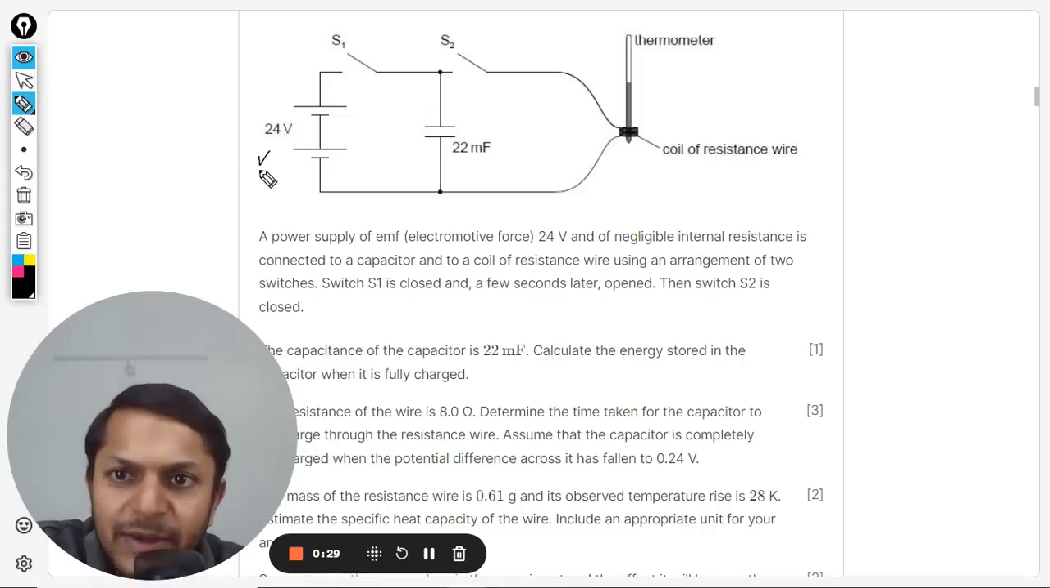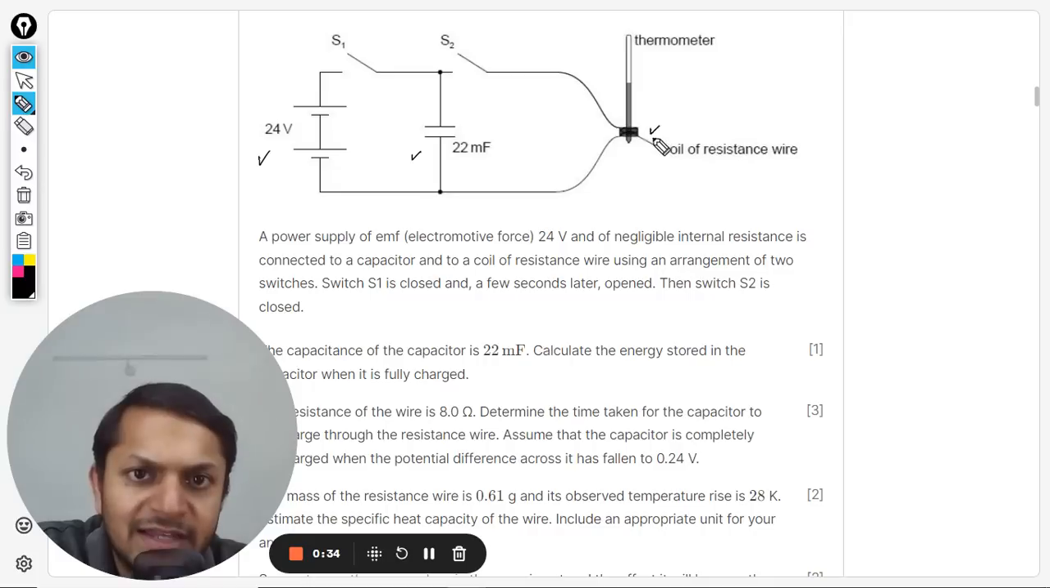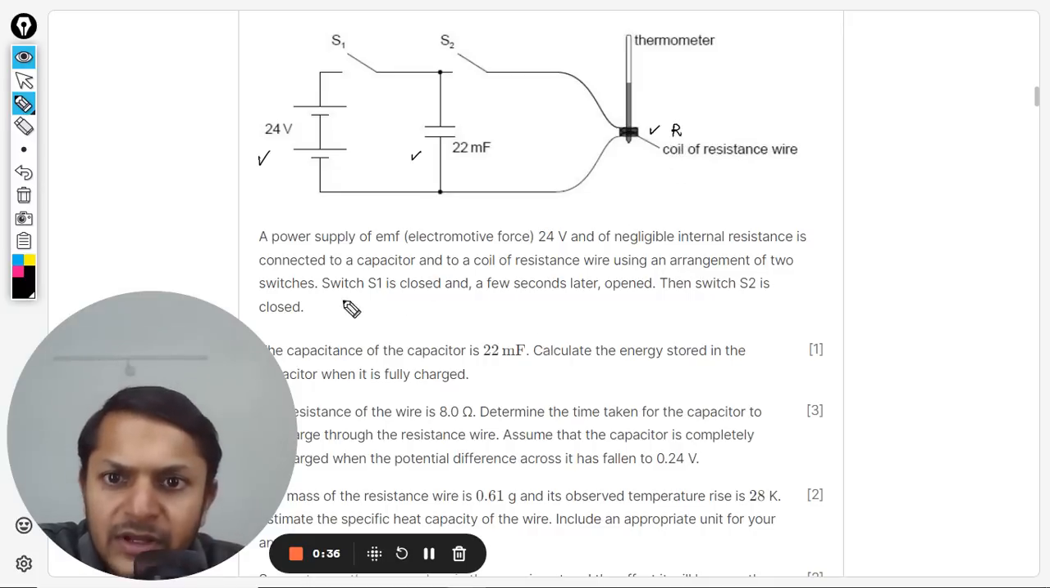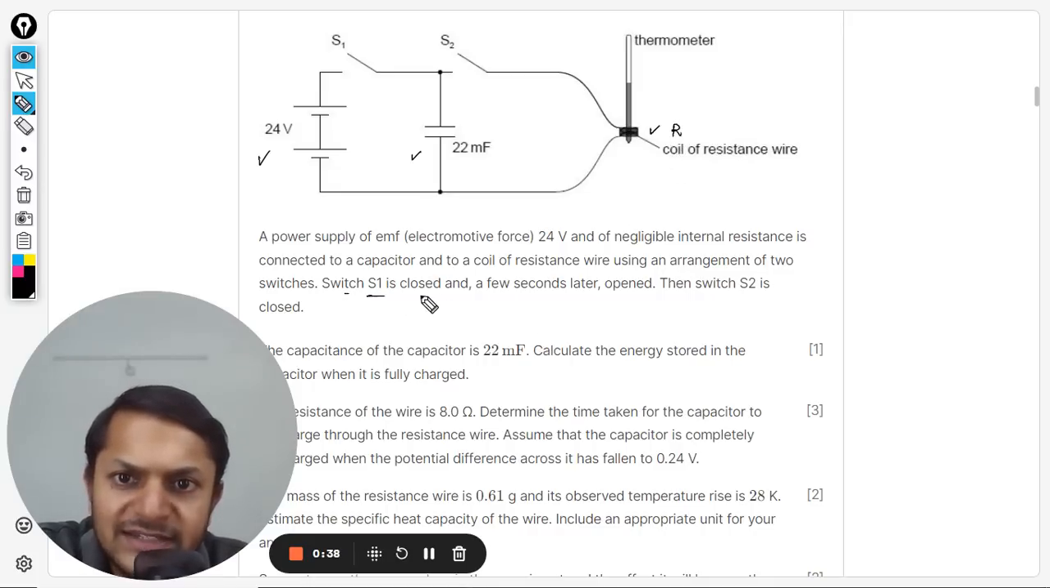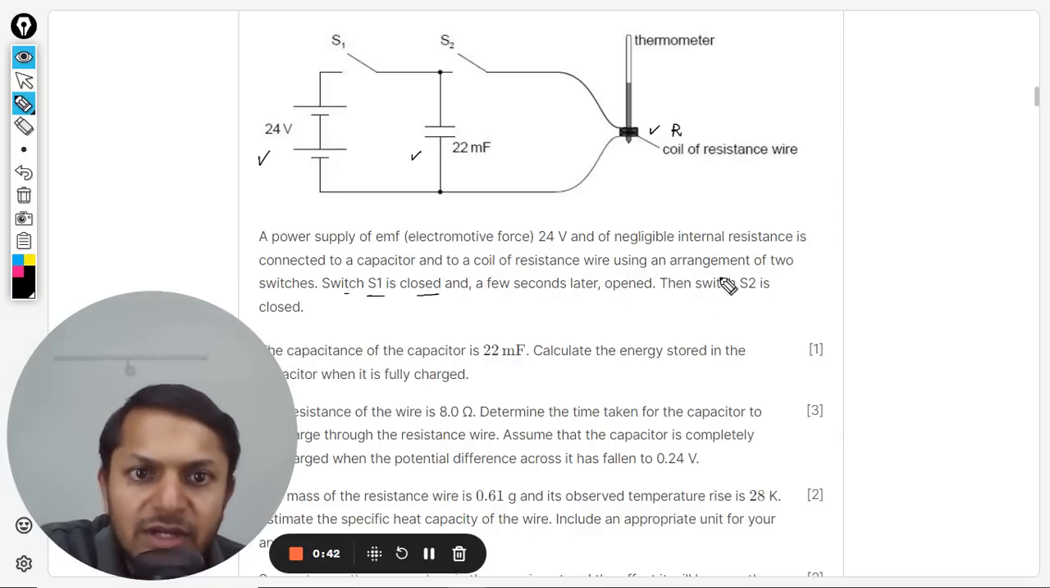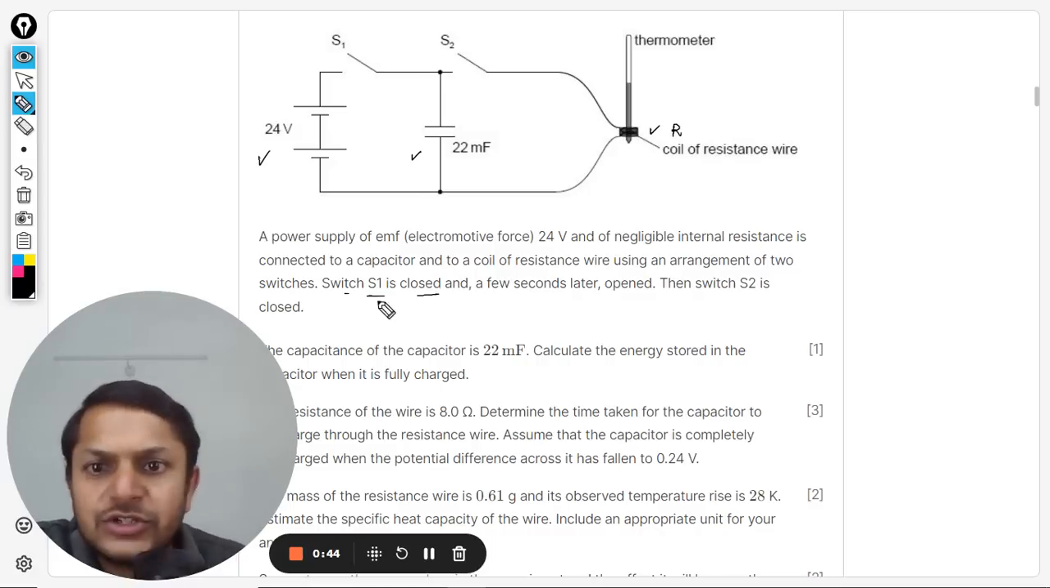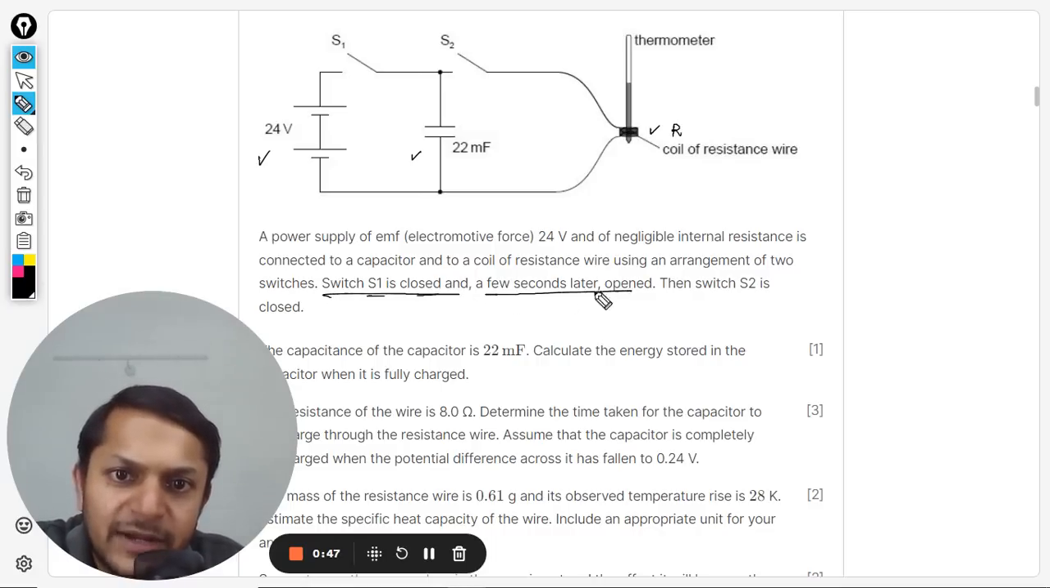So it means this is a battery, which does not have any resistance. This is a capacitor, and this coil is having a resistance R. The switch S1 is closed, and a few seconds later it is opened. Then switch S2 is closed. Now, what do you mean by this statement clearly?